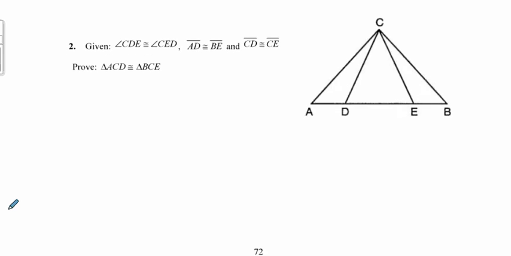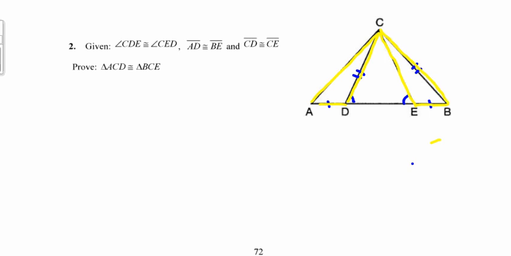Onwards. Number 2, given angle CDE is congruent to CED. So there's the given angles. Segments AD and BE are congruent, and segments CD and CE are congruent. And our goal, our mission is to make triangle ACD congruent to triangle BCE. Since there's a lot of triangles floating around in this picture, I'm going to highlight the 2 I want to make congruent. So it's those yellow triangles I'm trying to prove congruent.